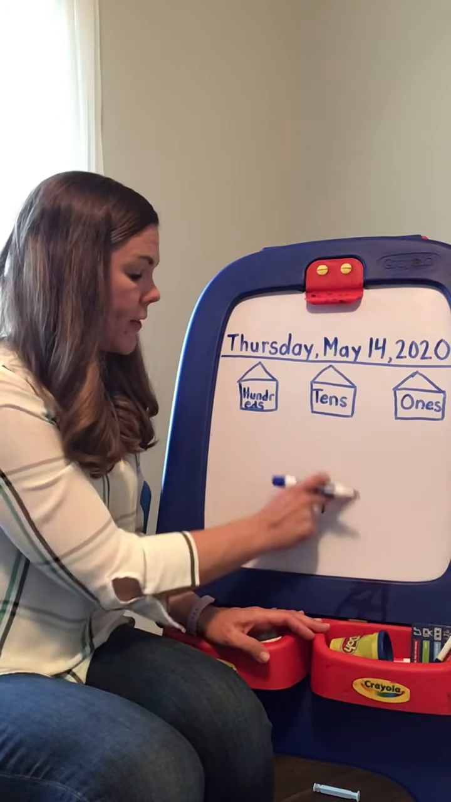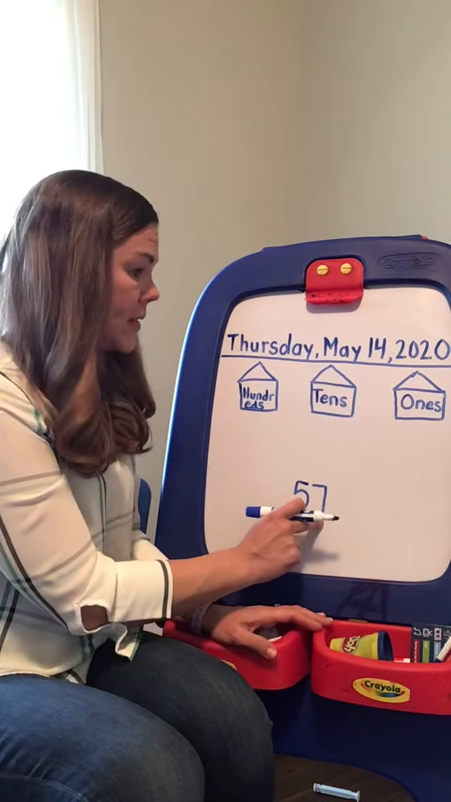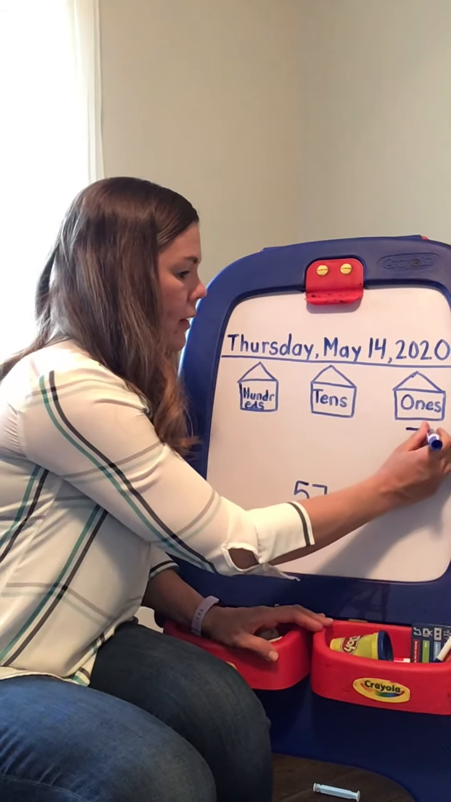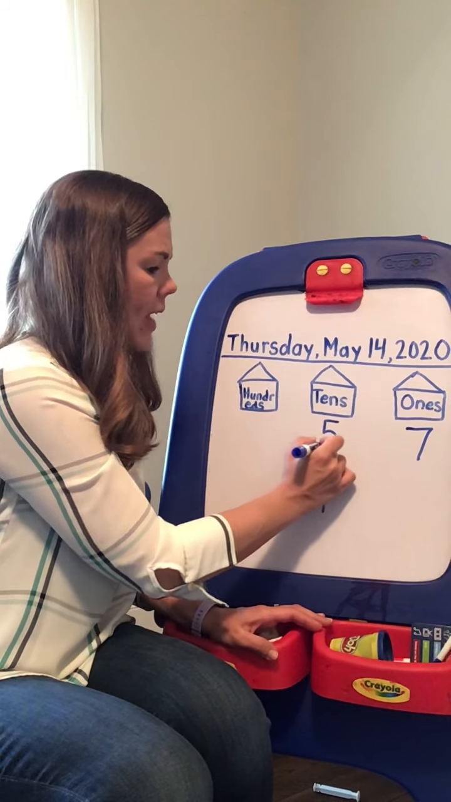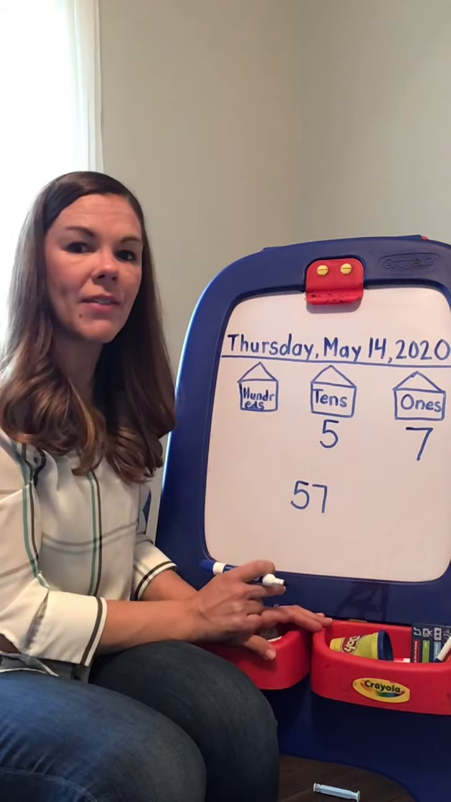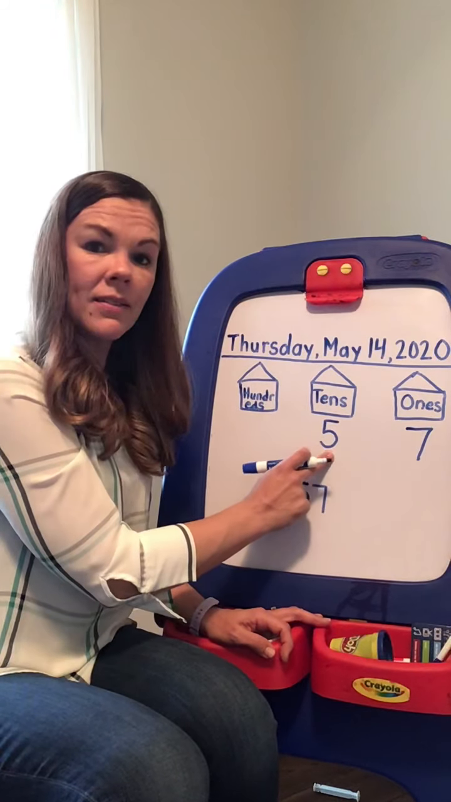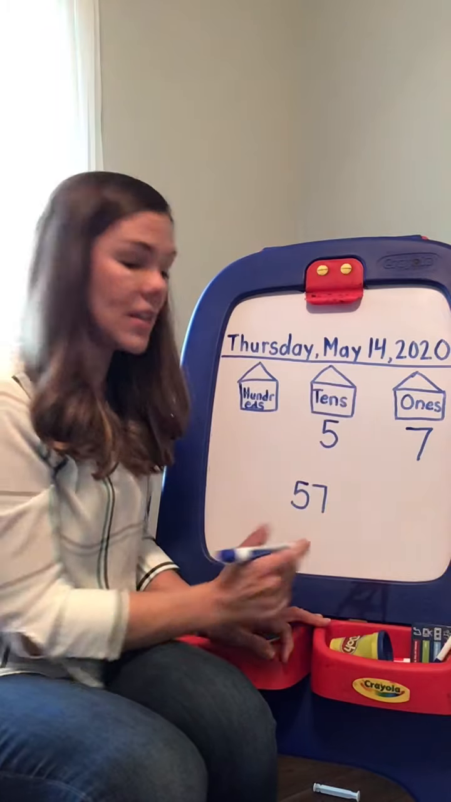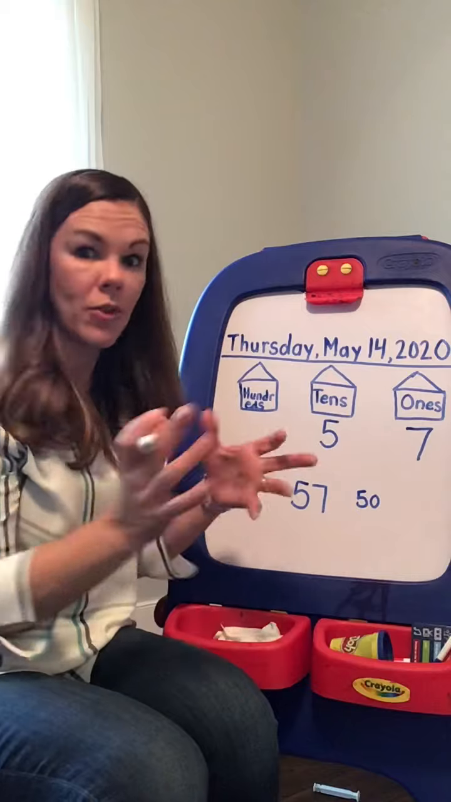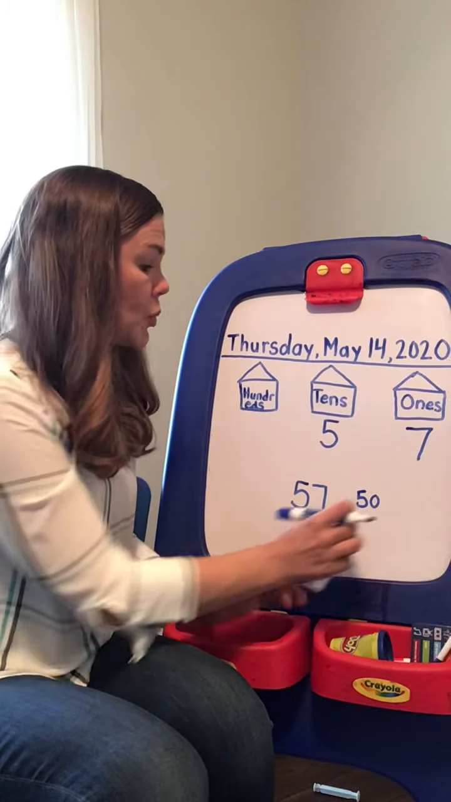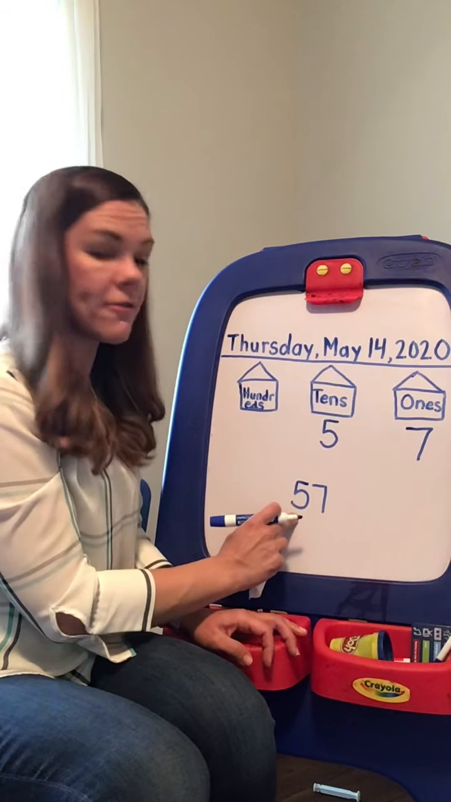So when I think about 57, if I match up this to the right house, that means that there are 7 living in the ones house, and there are 5 living in the tens house to make the number 57. Because if you remember from calendar time, this 5 tens is actually the number 50. It would be 50 ones if we were to take all of those straws apart. So we're going to look at this as 5 tens and 7 ones to make 57.